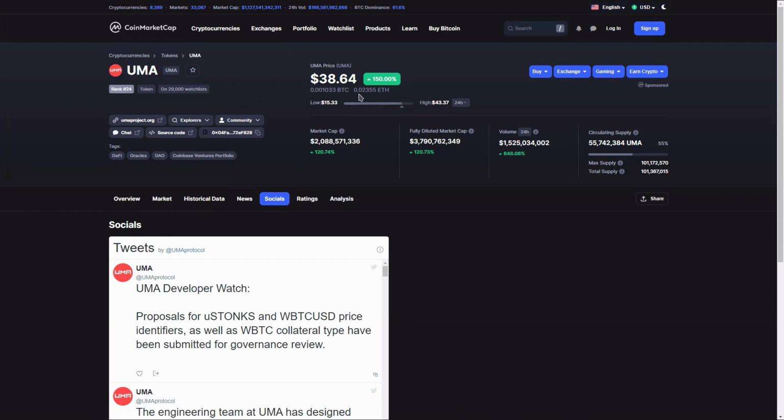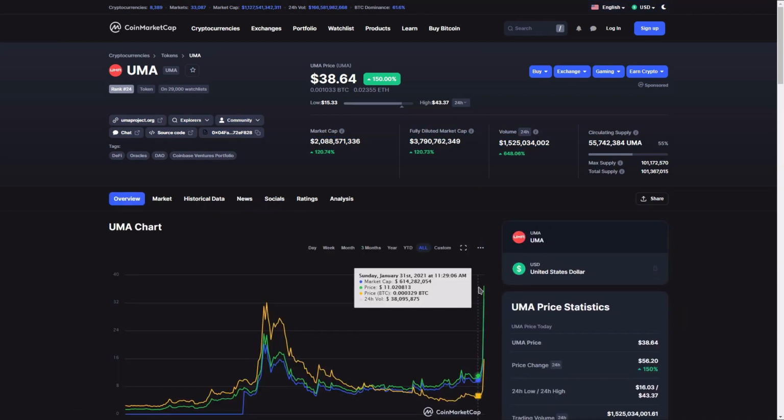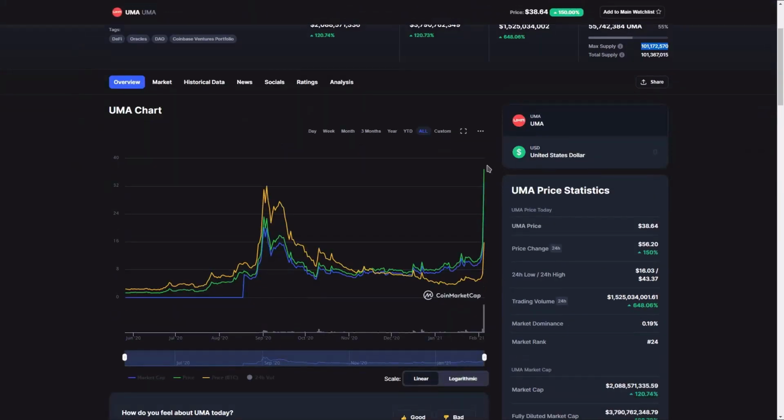With that being said, what is the price? Currently the price is sitting just below $40. After the news of a USDT asset that was to be listed, it broke its all-time highs and rallied to a high of $44. The coin has a market cap of $2.1 billion, with a circulating supply of 55.7 million UMA tokens, out of the 101 million.